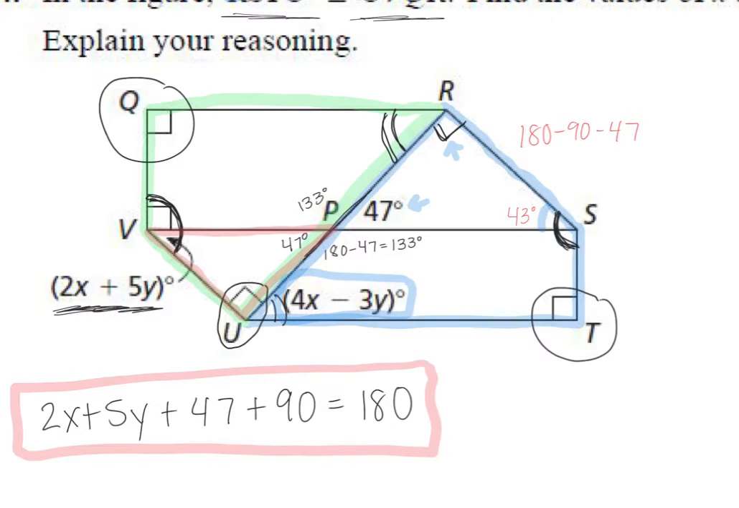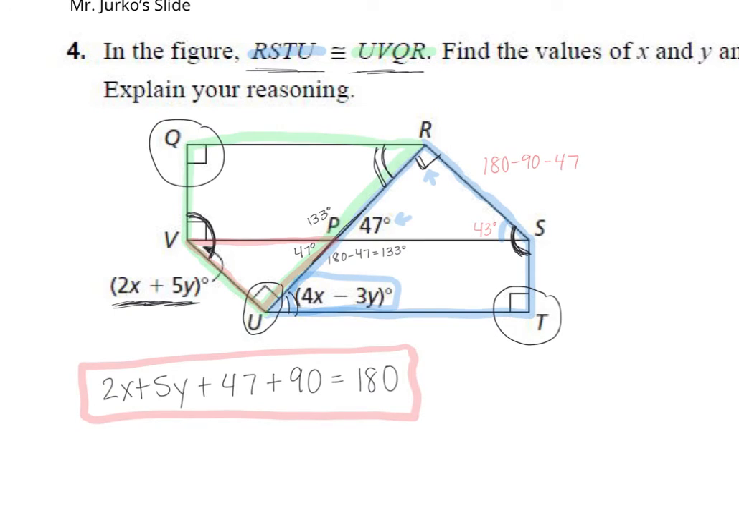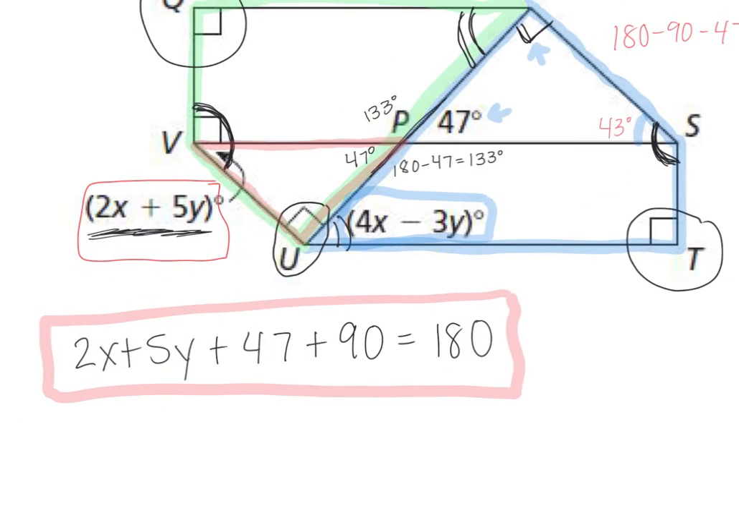Okay, guys, scratch this warm up. Sorry. Okay? But if you followed along to the point where we set up 2x plus 5y equals, or if you add that with 47 and 90 to get 180, you did the right thing.